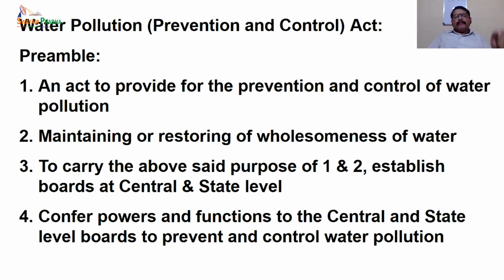In the same tone, we can understand the Water Pollution Act. It is an act to prevent and control water pollution. You have to maintain and restore the wholesomeness of water. Wholesomeness of water means the water should be potable. To carry out both, prevention and control and wholesomeness of water, they establish pollution control boards at the state and central level. They have been conferred with powers where the central and state pollution control boards act in coordination, supporting the state and central governments to take decisions to implement or lay down the standards.